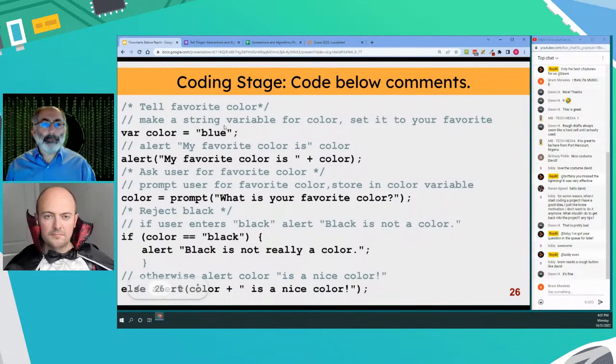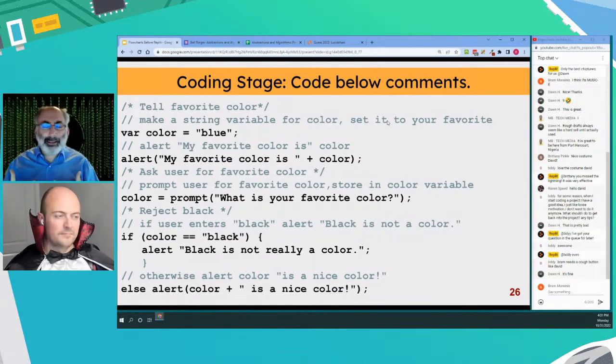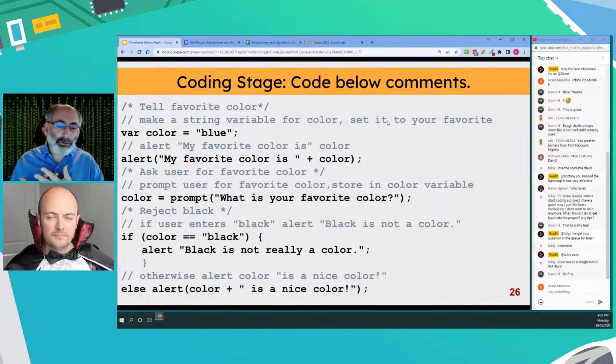Now you notice that I'm being purposely vague. I'm not saying declare a string variable. I'm saying make it. I don't say named color. I say for color. I don't say equals. I say set it to. I'm doing it because I don't want to give them the syntax words to use. But by doing so, I'm actually making it a little bit harder on purpose, which feels a little disingenuous. Like, why not just be helpful?